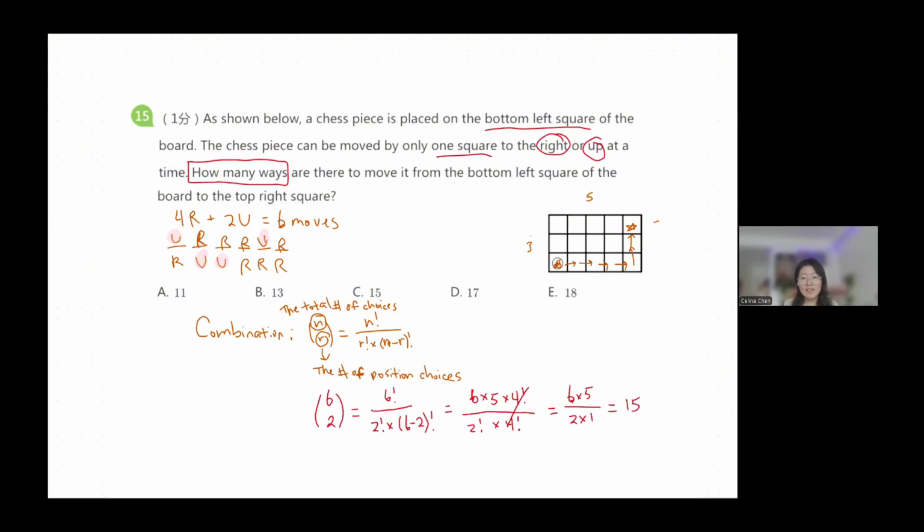So both methods work. For small grids, labeling is a nice visual way to understand the problem. But for bigger grids, the combination method is much faster. The 3 steps for using the combination method are: first, count the total number of moves we need. Second, count how many of them are ups or rights, or whichever position that they have. Third, plug the values that you know into the formula right here. And then now you know how to solve it.